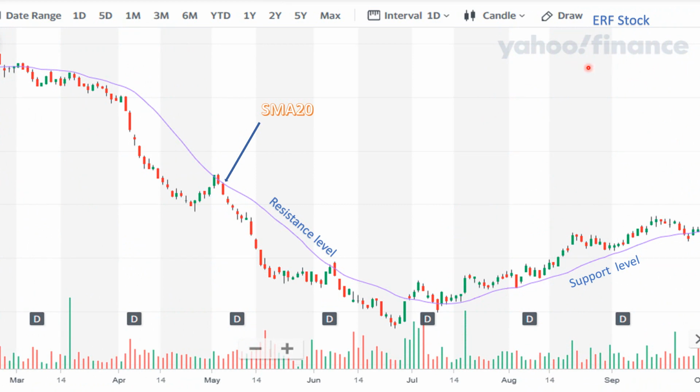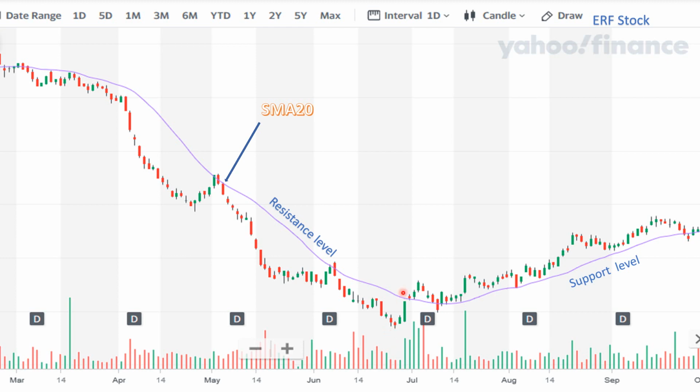This is Yahoo Finance, ERF stock, D1 time frame. I installed the simple moving average with a period of 20 in this chart. And you see here the price, while going downward, hit the moving average and bounced back, and hit the moving average and bounced back. Here it hit the moving average and bounced back, and again hit the moving average and bounced back. And you see this part of the moving average acts as a resistance level.